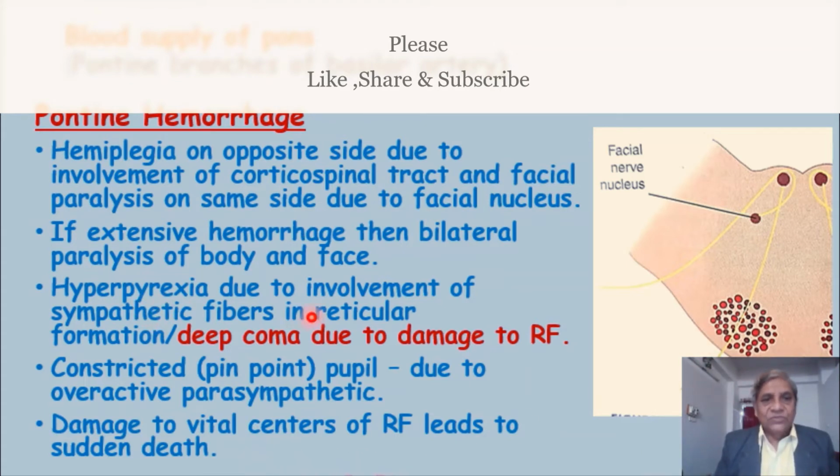This will also lead to hyperpyrexia, high-grade fever, due to the involvement of the sympathetic fibers in the reticular formation.